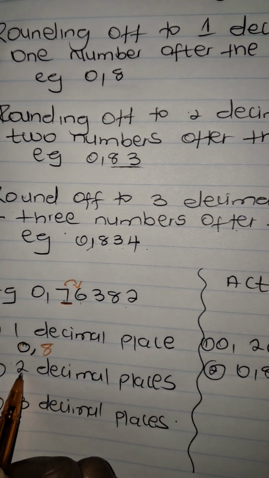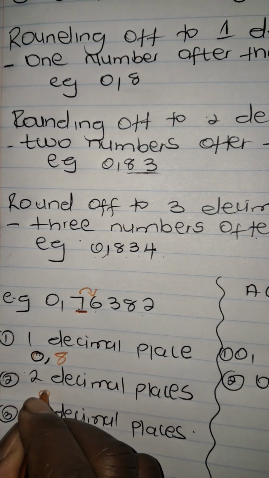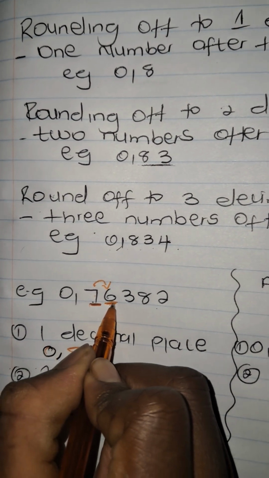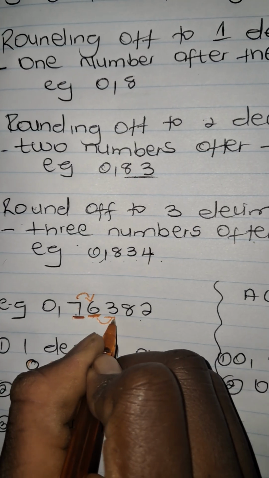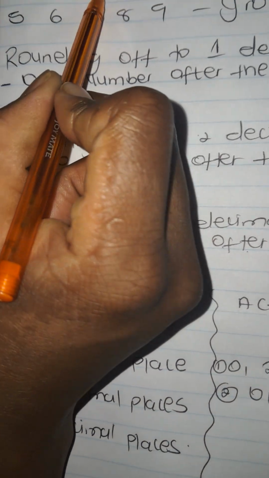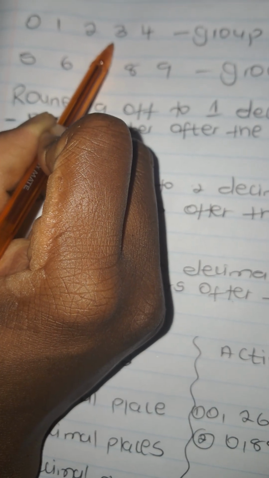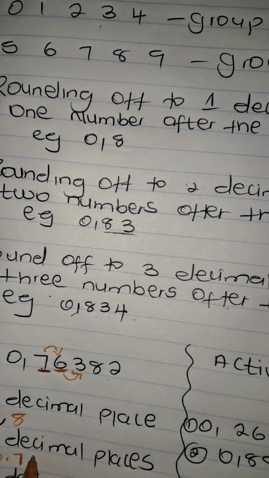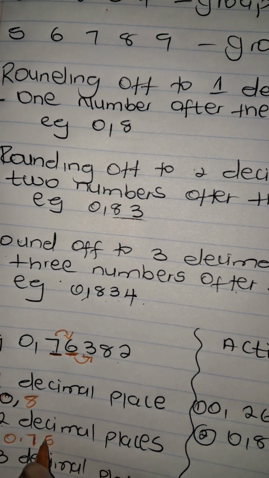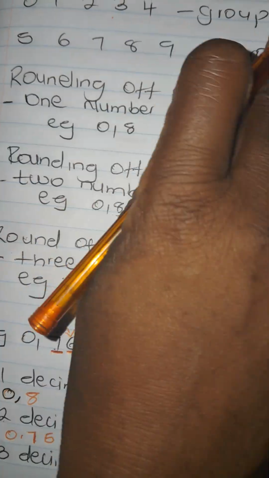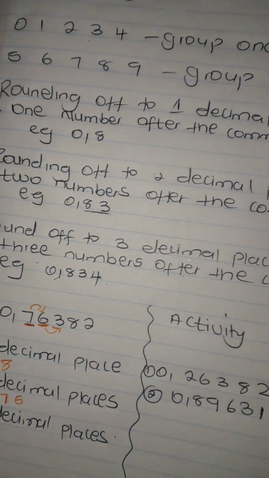Okay, to two decimal places, we come back here. It's 0.7. Now my focus number is 6. Again, I look at the number after 6. The number after 6 is 3, which is in group 1. Group 1 doesn't have the power to affect the 6. So my answer becomes 0.76. Why? Because 3 has no power. All the numbers in group 1 cannot change my focus number.